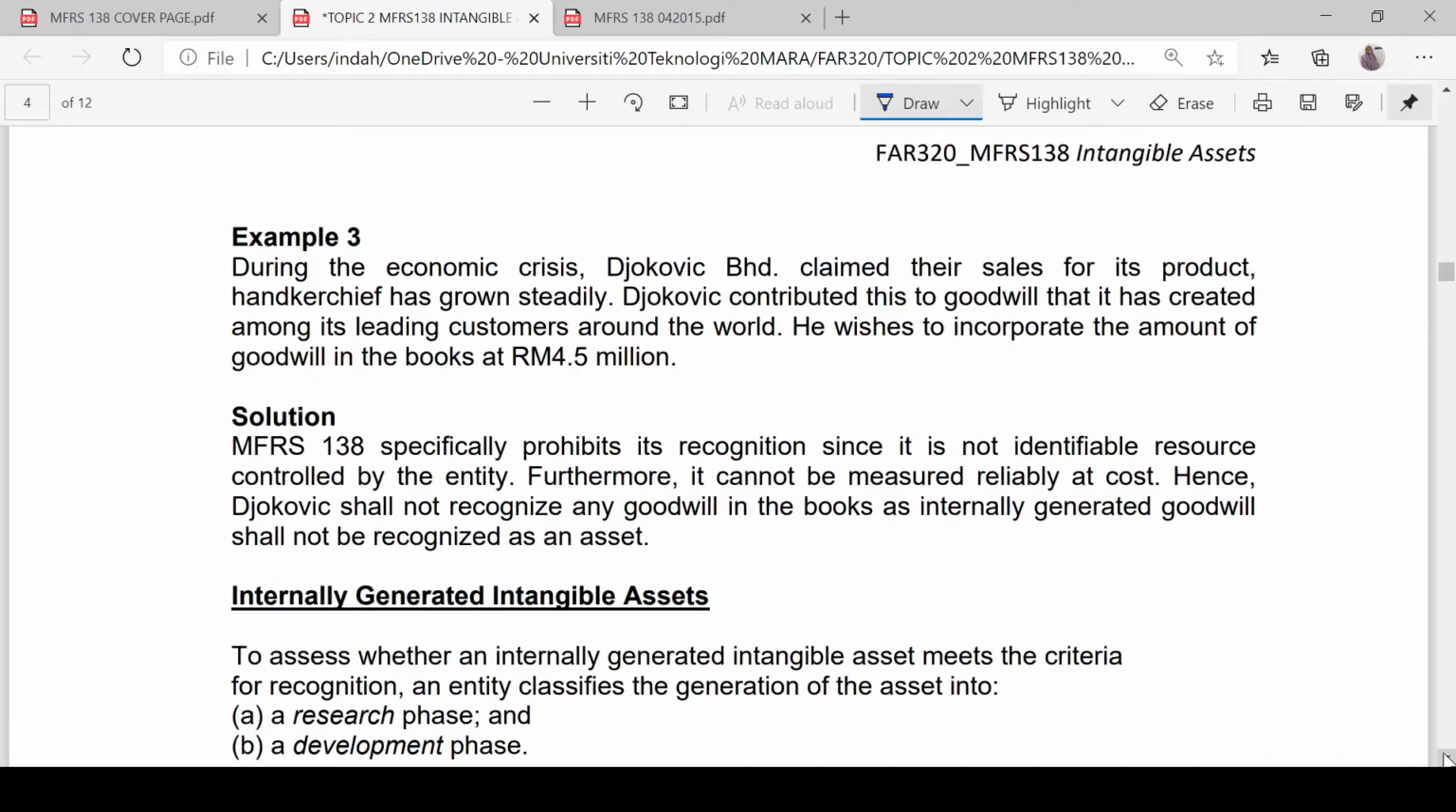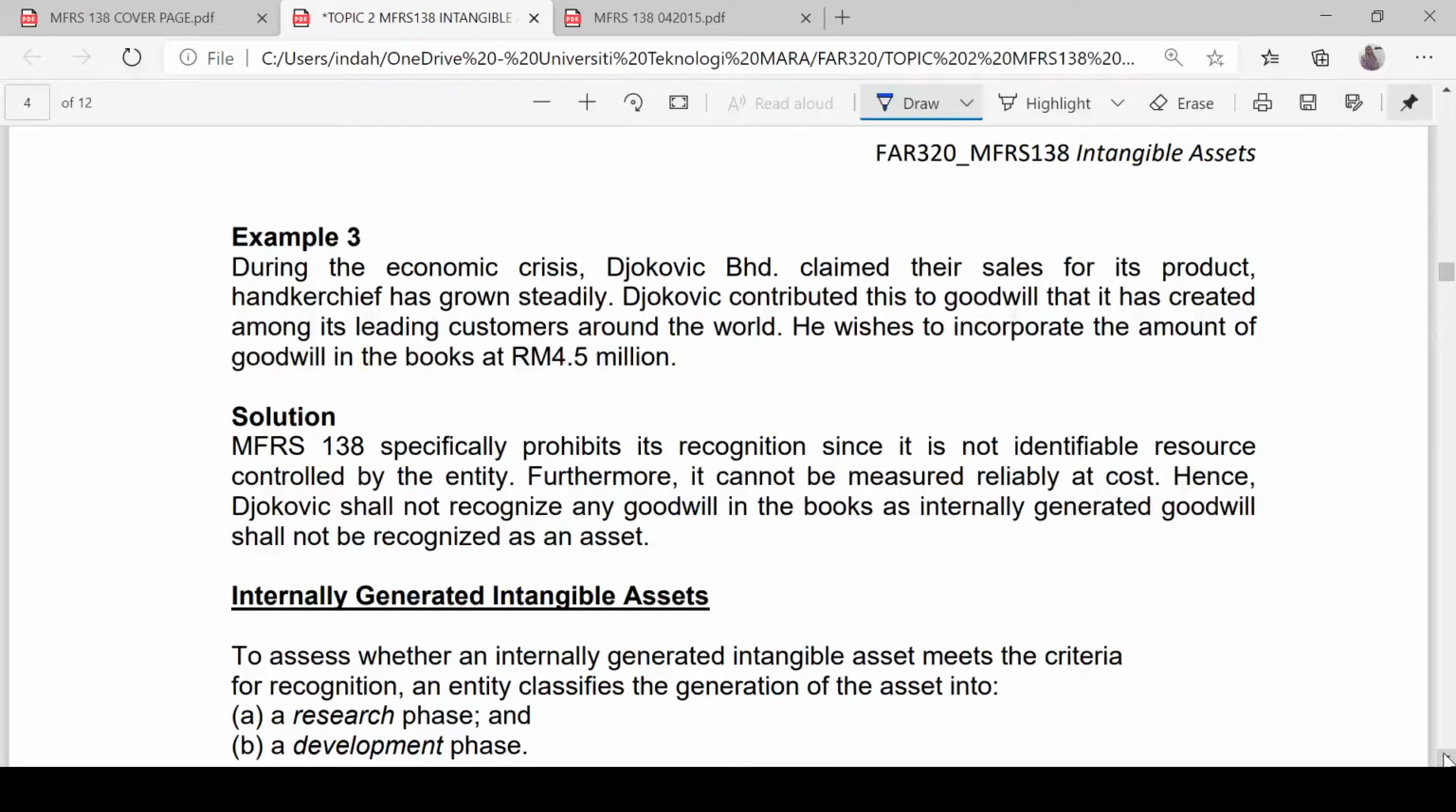During the economic crisis, Djokovic Berhad claimed their sales for the product, handkerchief, grew steadily. Djokovic contributed this to goodwill that it has created among its leading customers around the world. He wished to incorporate the amount of goodwill in the books at 4.5 million. Djokovic believed that their sales increased even though there is an economic crisis, because of their good name.